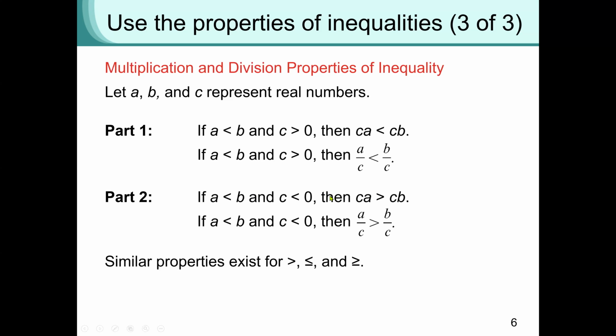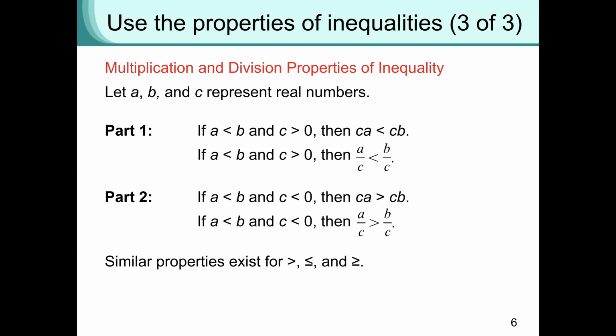For example, let's say we have 2x is greater than 5. I'm looking for x, so I can divide both sides of the inequality by 2. So our answer will be x is greater than 5 divided by 2. We can see that the sign didn't change.